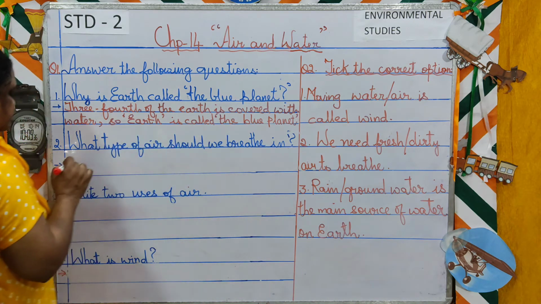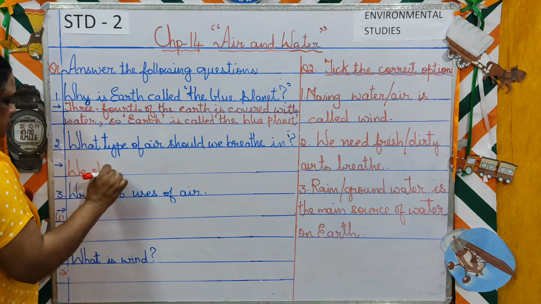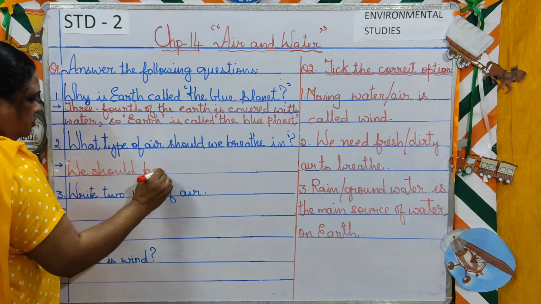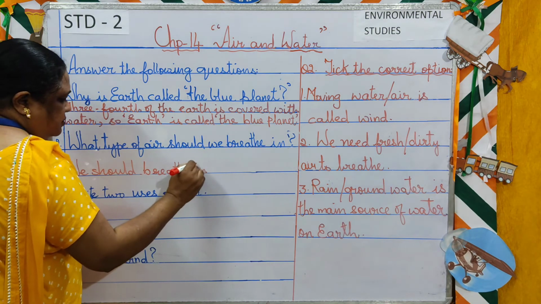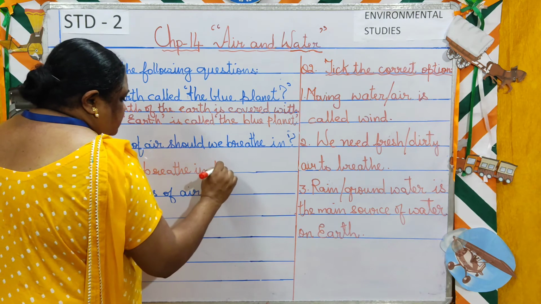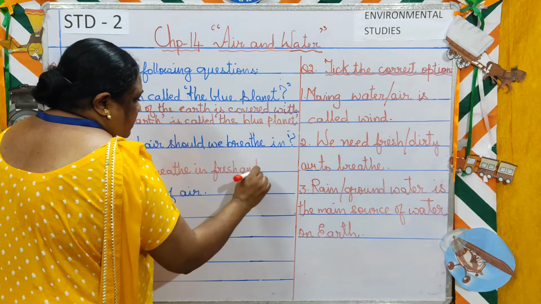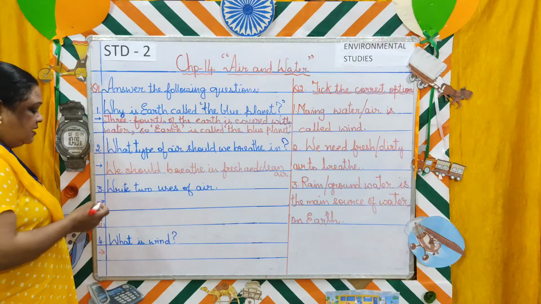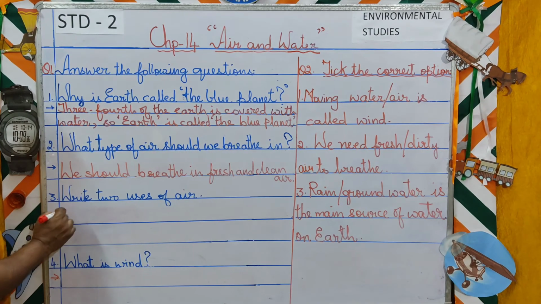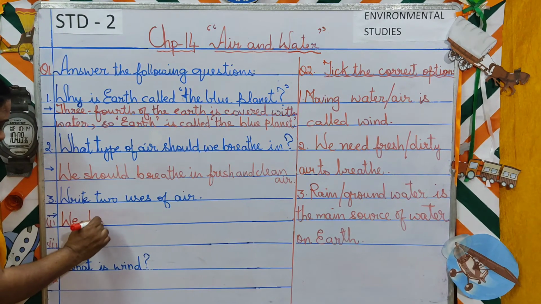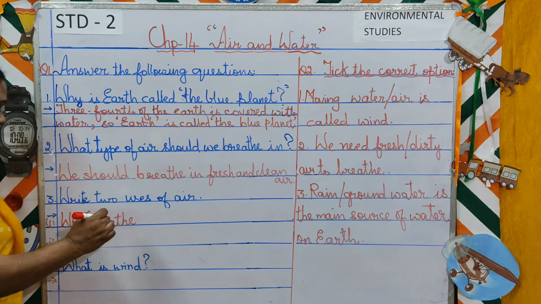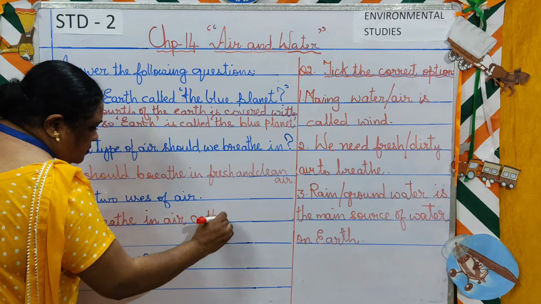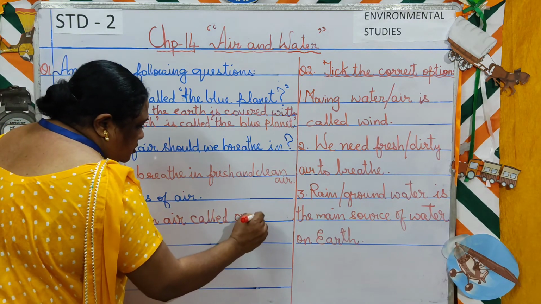What type of air should we breathe in? We should breathe in fresh and clean air. Number 3, write 2 uses of air. We breathe in air called oxygen.